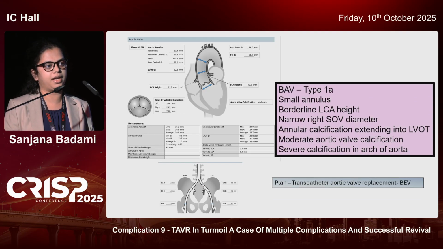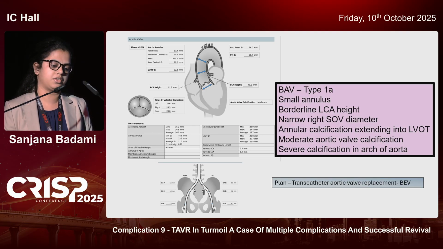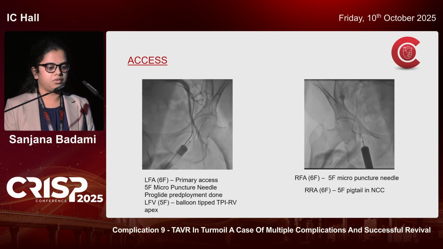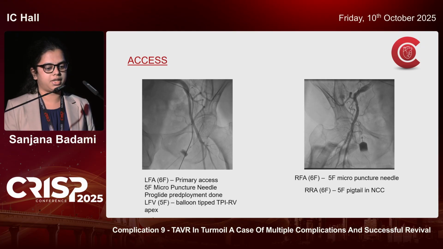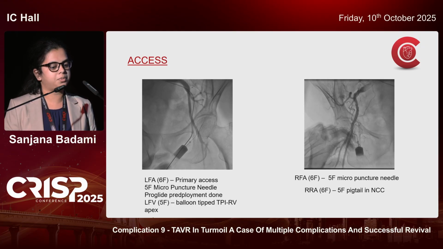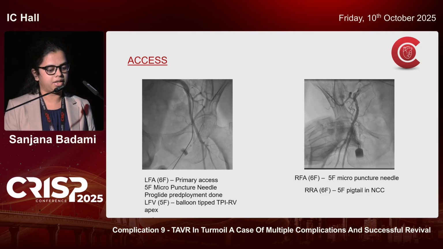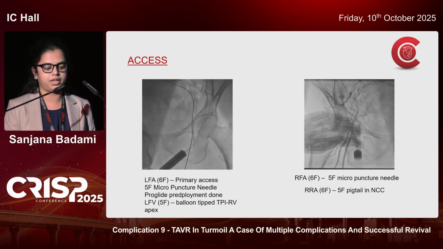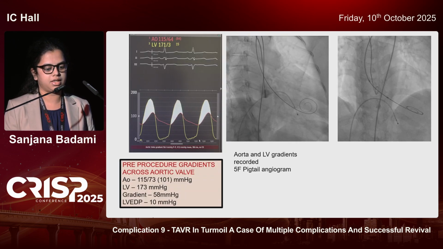The bilateral femoral arteries and the iliac vessels were normal in diameter. There was no calcification. We took 2 arterial axes on the femoral side using a micropuncture needle. Left was our primary axis. Proglide pre-deployment was done. The punctures were clean. And we also put a TPI lead from the left femoral vein axis.